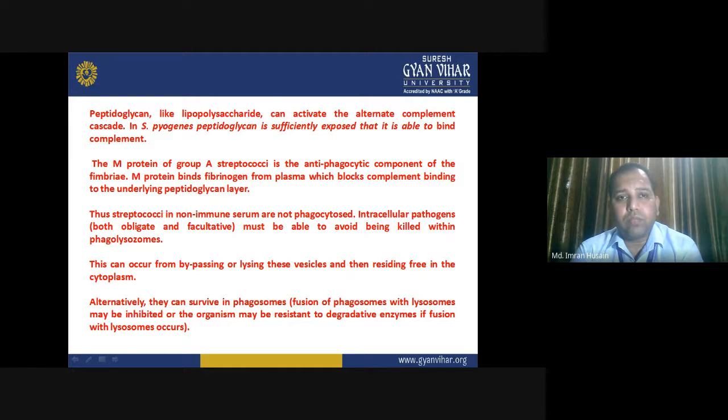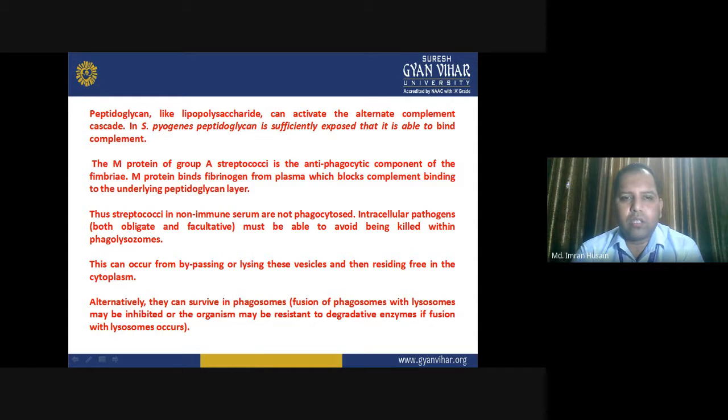So, bacterial peptidoglycan, like lipopolysaccharides, can activate the alternate complement cascade. In S. pyogenes, peptidoglycan is sufficiently exposed that it is able to bind to complement. The M protein of group A streptococci is an antiphagocytic component of fimbriae. M protein binds to fibrinogen from plasma, which blocks complement binding to the underlying peptidoglycan layer.